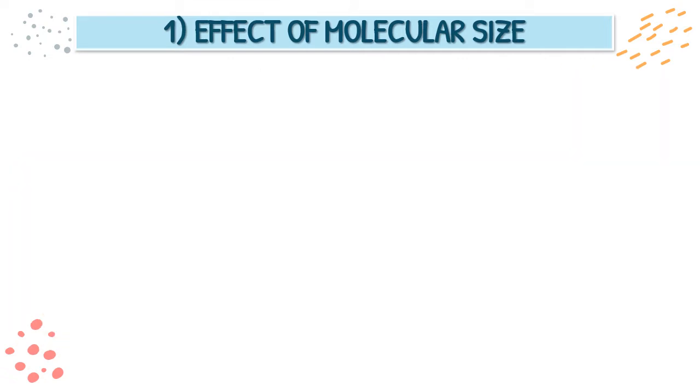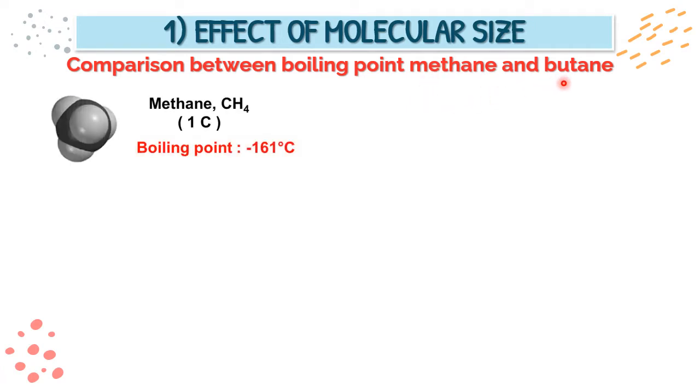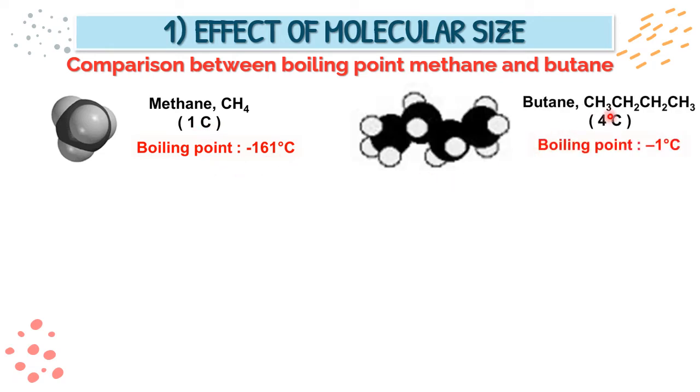Let's look at one example, the comparison between the boiling point of methane and butane. Methane, a 1-carbon alkane, and butane, a 4-carbon alkane. So, this is methane, CH4, 1 carbon, the boiling point is negative 161 degrees Celsius, while for butane, CH3CH2CH2CH3, a 4-carbon alkane, the boiling point is negative 1 degree Celsius.